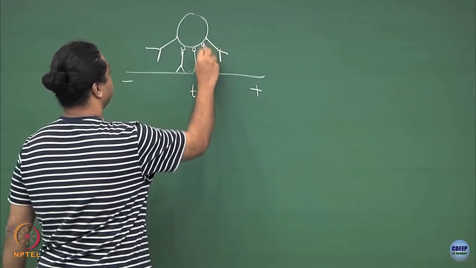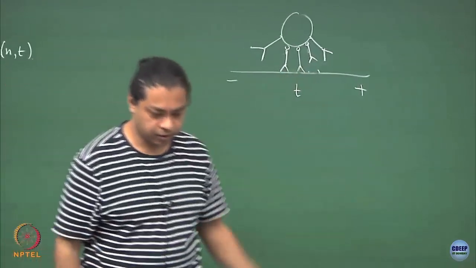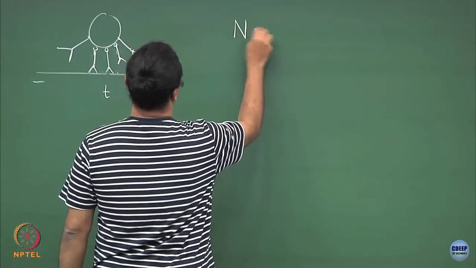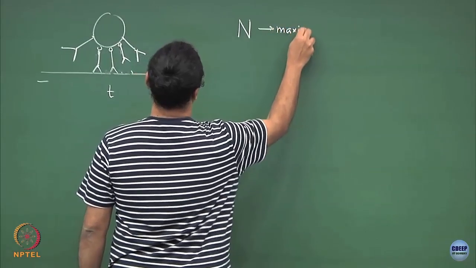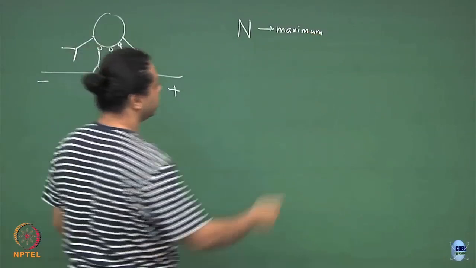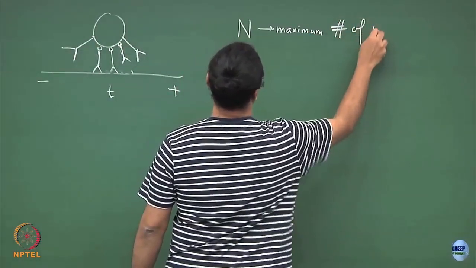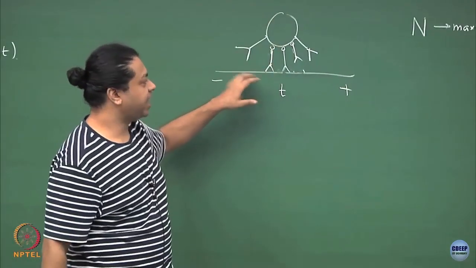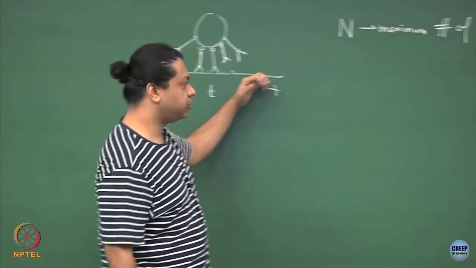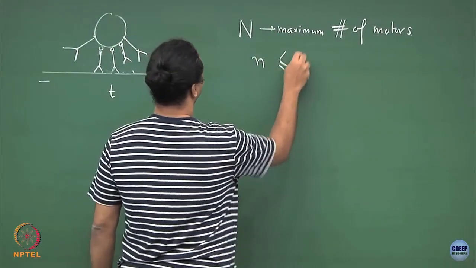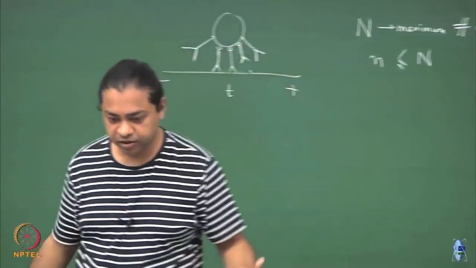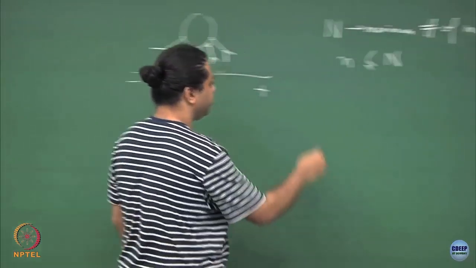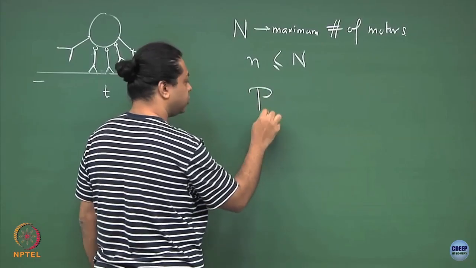So, now for example, I could ask what is the probability that the cargo is bound to the filament, which is the sum of all these probabilities, P1 plus P2 plus dot dot dot plus Pn, right? Or equivalently, this is 1 minus P0. So, all of these states correspond to a cargo which is bound. The P0 state corresponds to something like this, where the cargo is completely unbound.